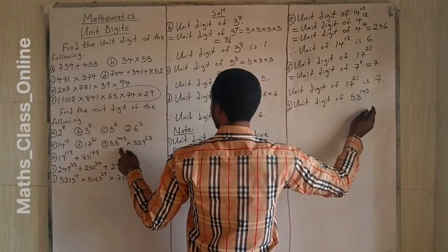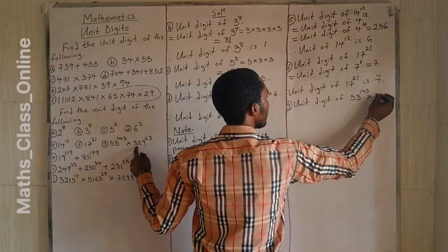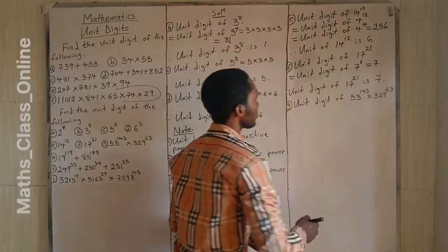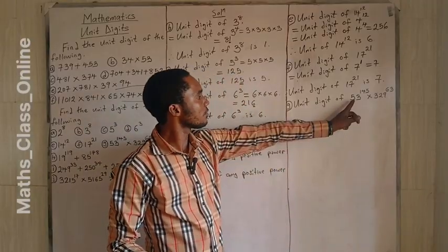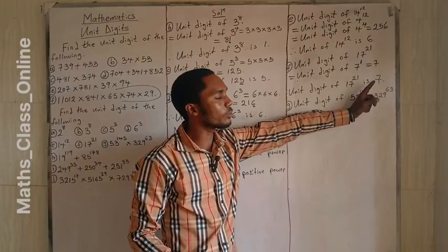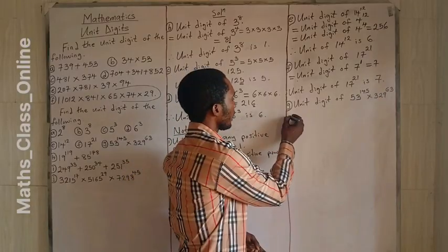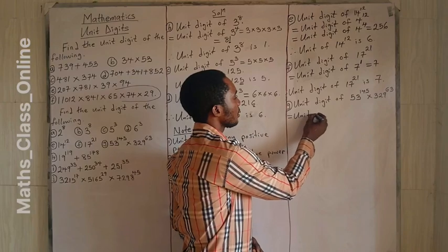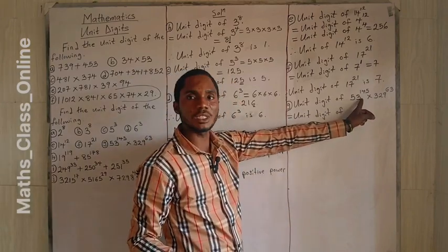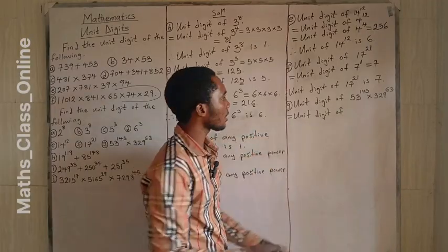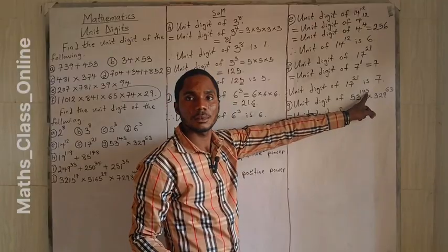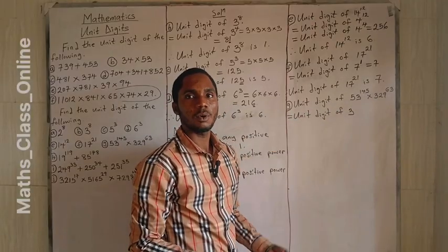The unit digit of 53 raised to the power of 145 times 329 raised to the power of 63 is the same thing as the unit digit of... 53 is a 2-digit number. What is the unit digit of 53? That is 3. 145. Divide this 145 by 4. What are we going to get?